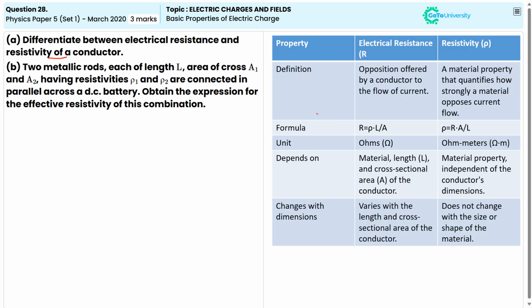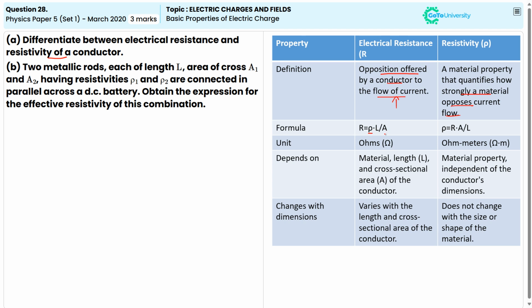See, here we have different properties, electrical resistance and resistivity rho. So what is electrical resistance? It is nothing but the opposition offered by a conductor to the flow of current. Resistivity is a material property that quantifies how strongly a material opposes the current flow. So there is a difference. This is opposition offered by a conductor to the flow of current, whereas resistivity is offered by the material that opposes the current flow.